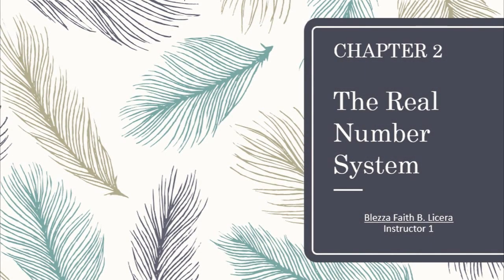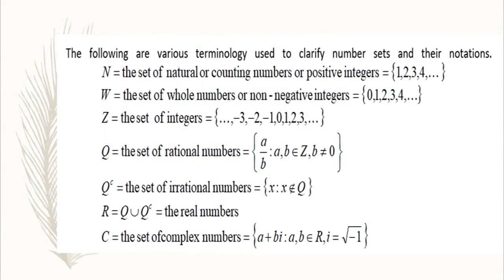Everyone, welcome to our next lesson, the real number system. Okay, let us first have these following terminologies used to clarify number sets and their notations. First, we have here capital letter N, which is the set of natural or counting numbers or your positive integers.